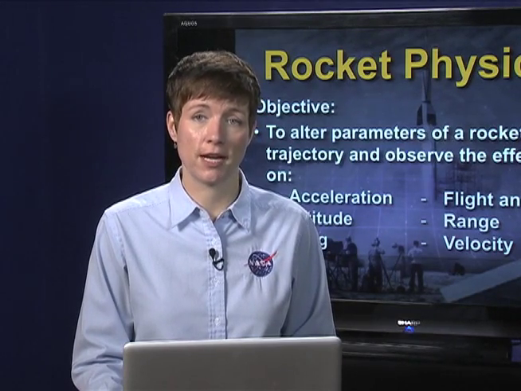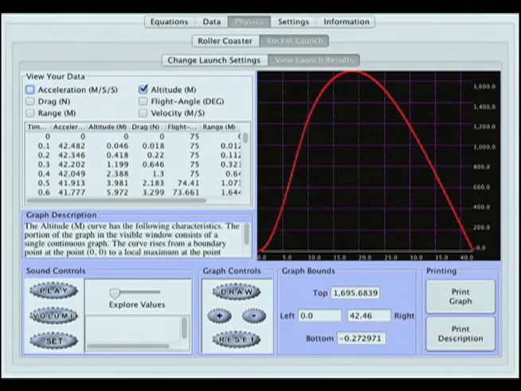The rocket simulator allows students to explore the graphs of acceleration, altitude, drag, flight angle, range, and velocity as a function of time for a rocket launch. They may alter the initial parameters for the rocket and then see how the change affects the rocket's trajectory or flight path. Let's take a look at a simulated launch and see how mathematics applies to rocketry.